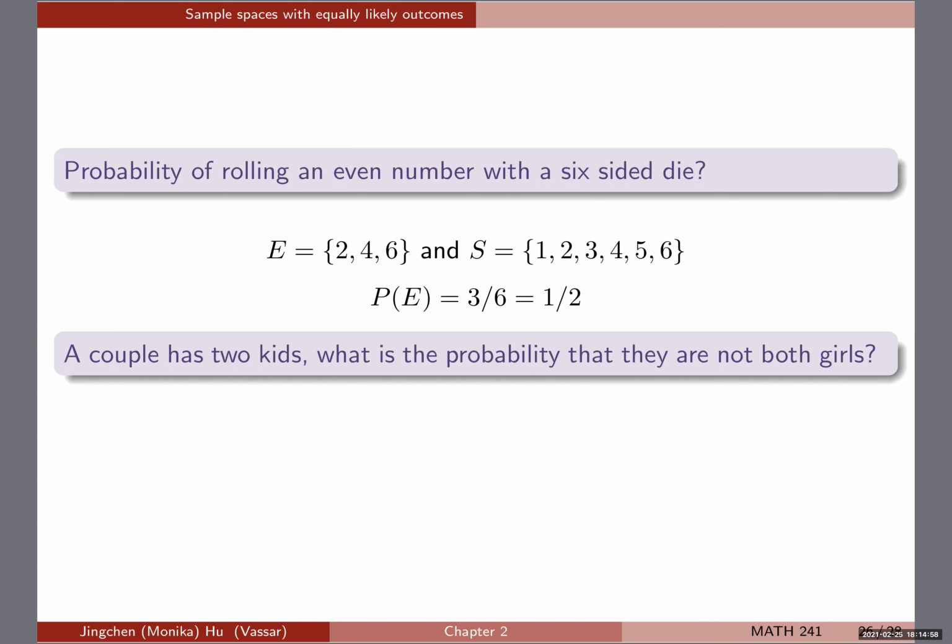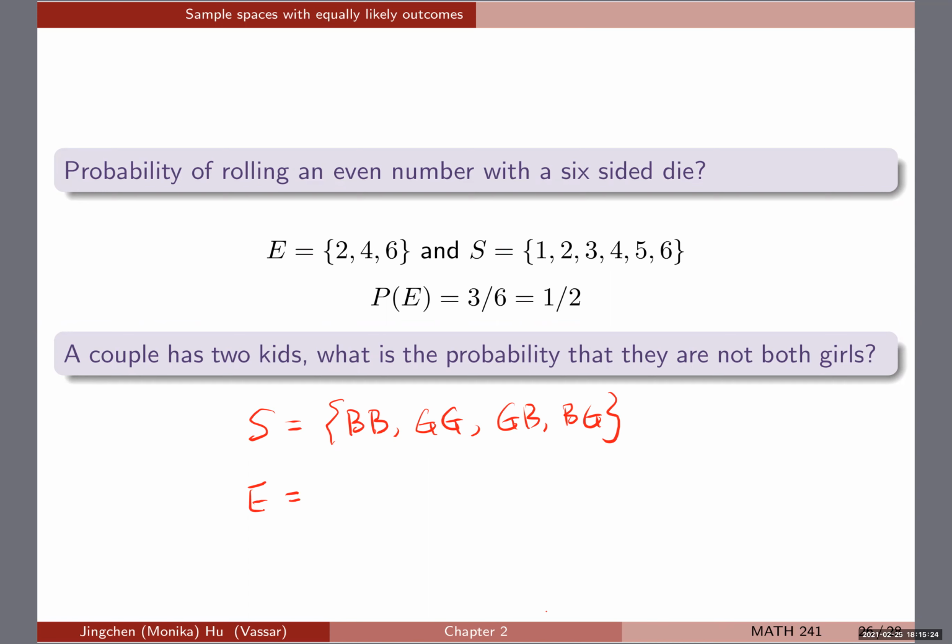So the sample space is what? BB, two boys. GG, two girls. GB, first girl and then second boy, and then BG. Well, there are four. Now we know that the denominator is going to be 4. The cardinality of S is 4. What about this event?